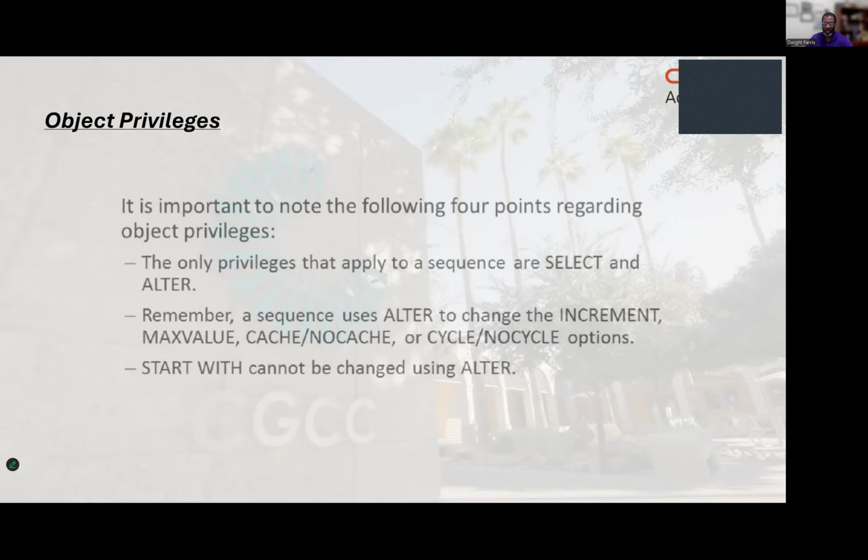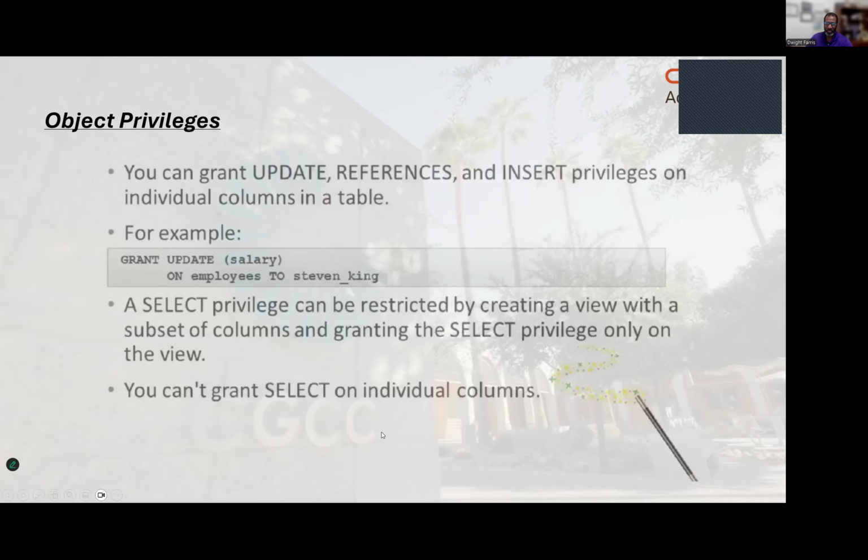It is important to note the following four points regarding object privileges. The only privileges that apply to a sequence are select and alter. Remember, a sequence uses alter to change the increment, max value, cache, no cache, all of that is alter. So you do have the privilege to do that. Start with cannot be changed using alter, and we talked about that before. You actually have to create a new sequence.